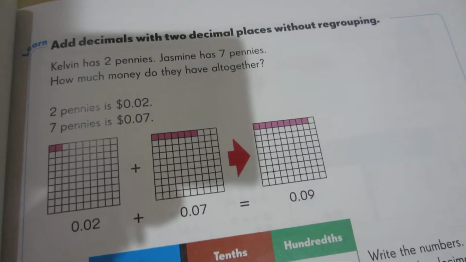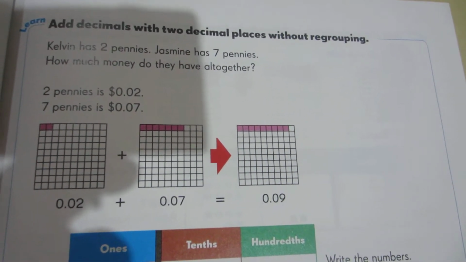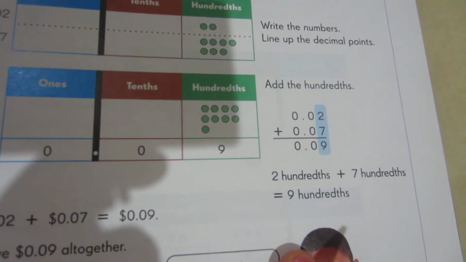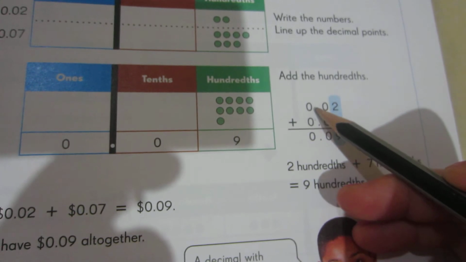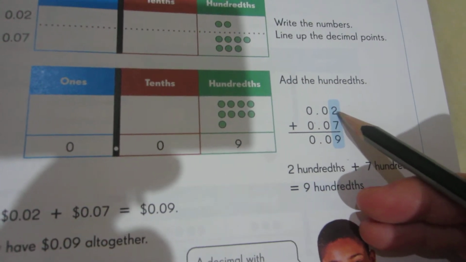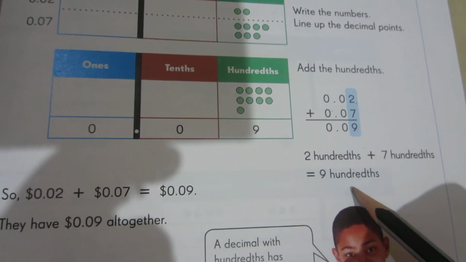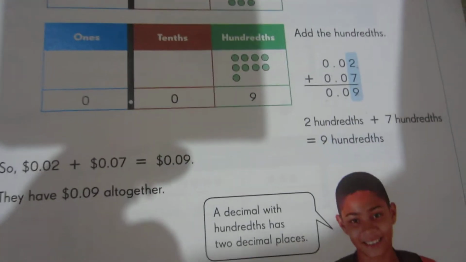And then we also have the next one, adding decimals with 2 decimal places without regrouping. So without regrouping, what you can do is to just simply put it like this. Remember to see the decimal points, and see this one is the hundredths. Then you count the hundredths. This will become 9 hundredths because there is no tens and there is no ones.